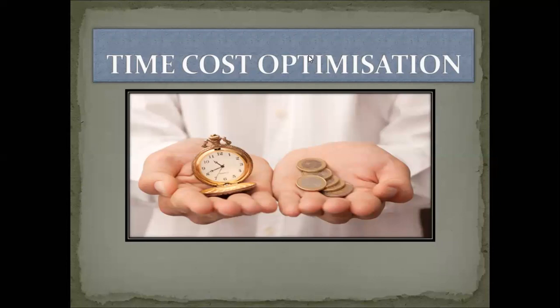Is it right? After calculating the network, we have shown the critical path. Whatever the longest path is, that is shown as the critical path, which gives you the maximum number of days or maximum number of months. Then the next question is, what is today's point? Time cost optimization.